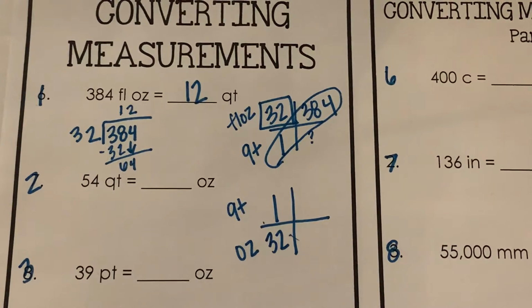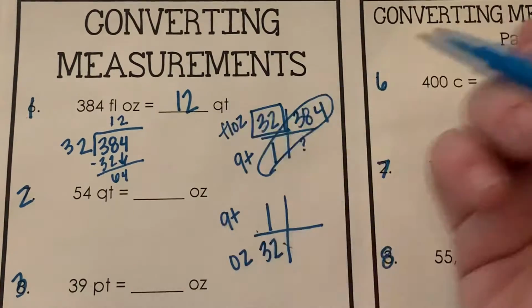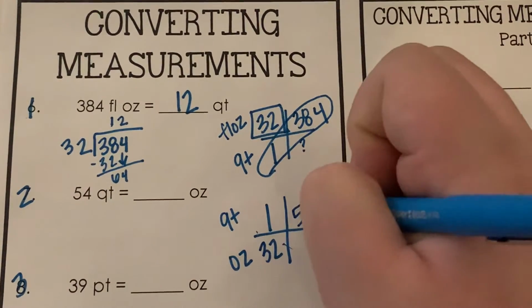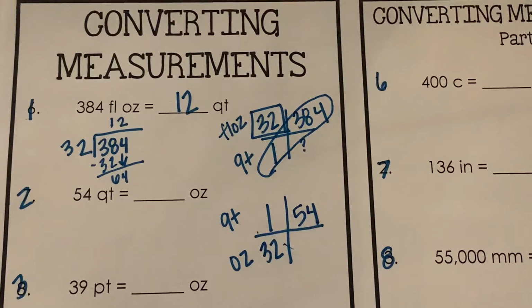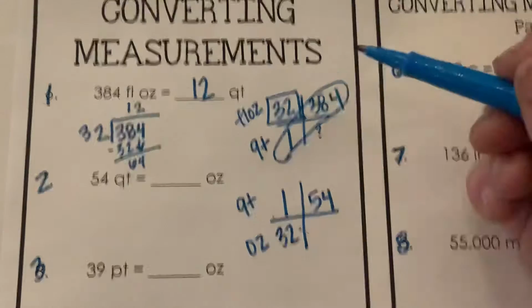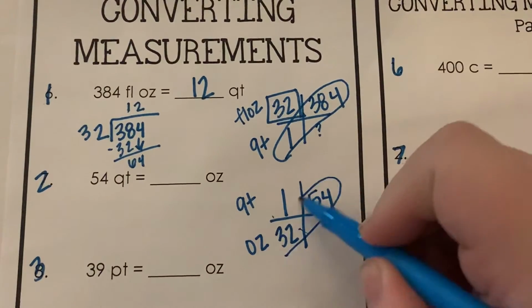And then what did they give us this time? Did they give us quarts or ounces? They gave us quarts. So we're going to fill in that 54 in the other quarts spot. And now we're going to do that cross multiplying and dividing. So what new 2 numbers are we going to multiply? 54 and 32.